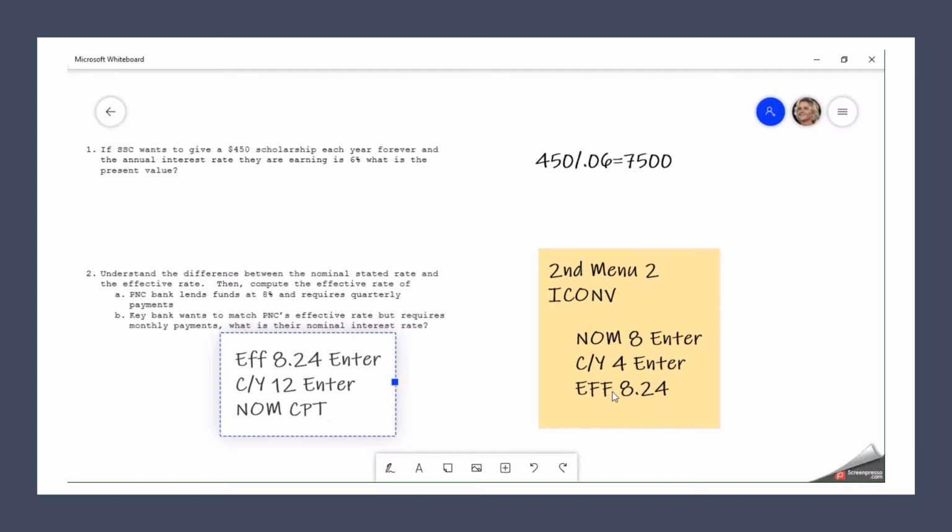So when I come to my calculator, the nominal rate's what we're looking for. The EFF is 8.24, push enter. Arrow down, make that compounding periods per year 12, push enter. Then arrow back up to that NOM field and push compute. And it is 7.94. So their nominal or stated rate would have to be 7.94 to have the same rate as PNC Bank does. Okay, so those are our first 2.